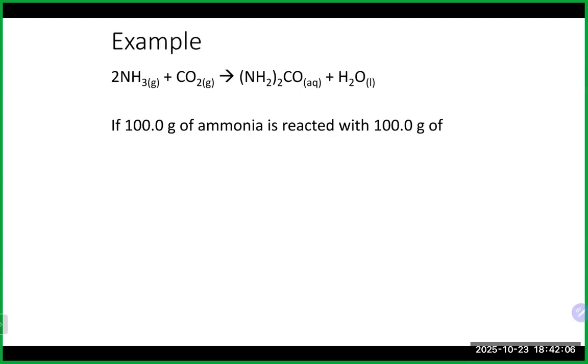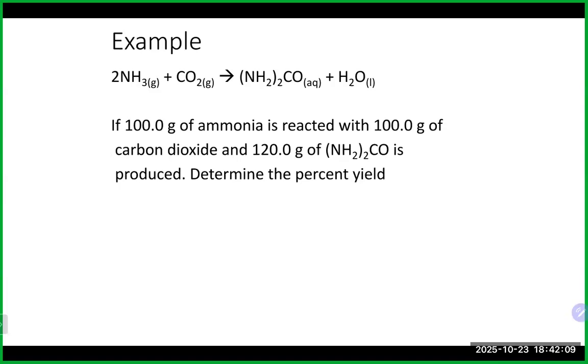All right, let's try this one here. You react 100 grams of ammonia with 100 grams carbon dioxide. You produce 120 grams of your product there. What is the percent yield? So give that a go here.